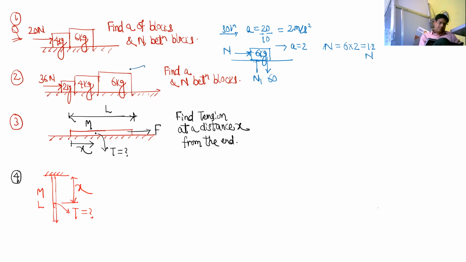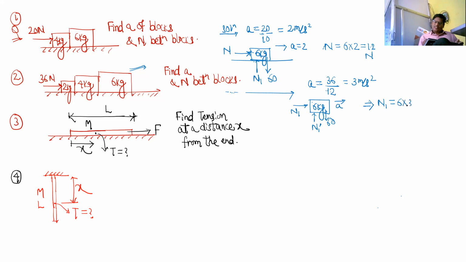Now here the answers will be, first you find out the acceleration. So the acceleration will come out to be net force 36 by total mass 12, that is 3. Okay, now the normal reaction on the 6 kg block, if you draw the free body diagram, let's call it N1. I am not drawing the forces in the vertical direction. It is accelerating with a, so the equation becomes net force in horizontal direction, that is N1 equal to m into a. So it comes out to be 18 Newton.